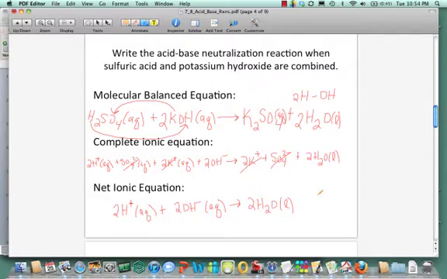Okay, so that is called our net ionic equation, except these 2's, actually we don't need them, so our 2's can actually become 1's, and so we just need H plus, OH minus, gives 2 H2O's. But we do need our aqueous signs. Okay?